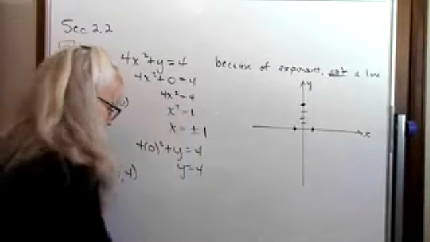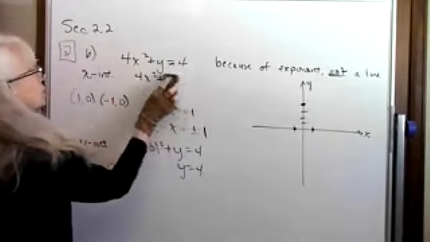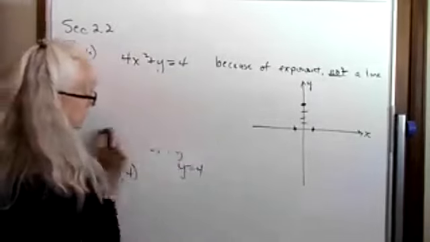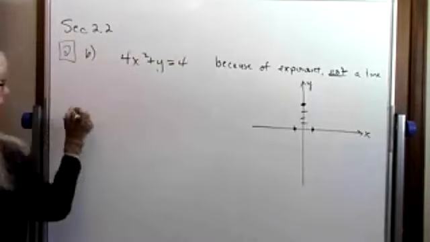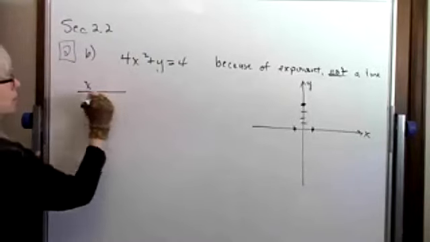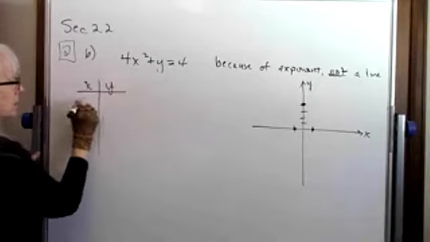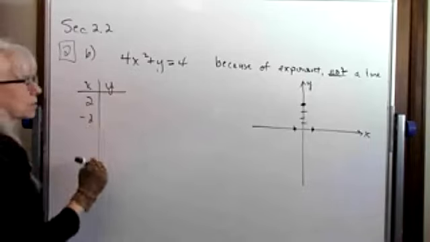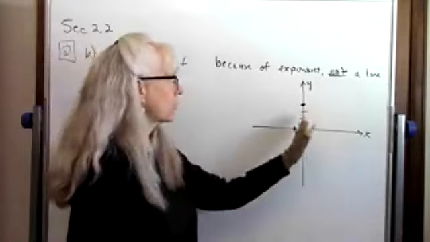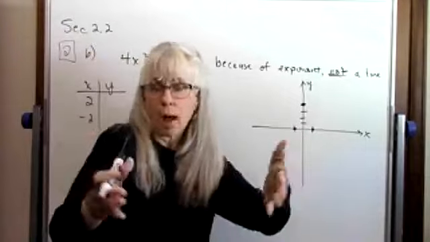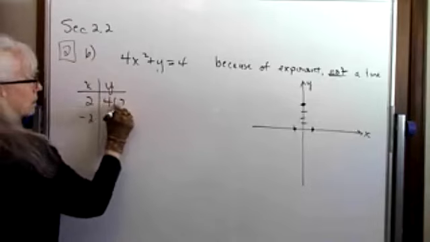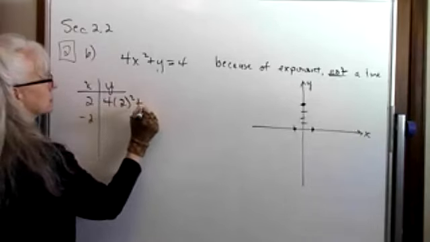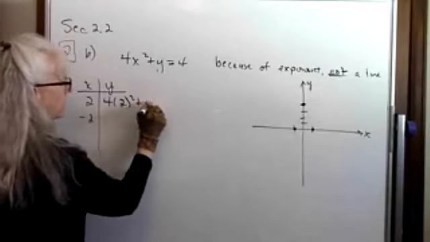And to do that, we can build a really quick XY table. If you have enough experience, you can tell me already what shape this is going to be. But if you don't, then you're going to build a couple more points. So we'll do a real quick XY table. Let's plug in a +2 and a -2. In other words, we've already got x values at -1, 0, and 1. So let's go further out and use +2 and -2. So that would be 4 times 2 squared plus y is equal to 4.